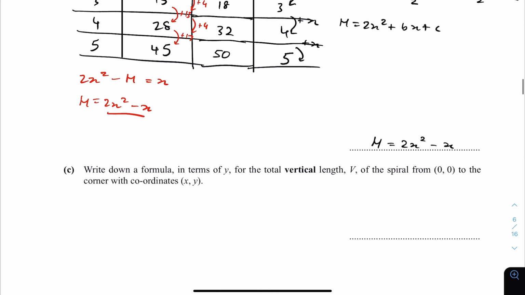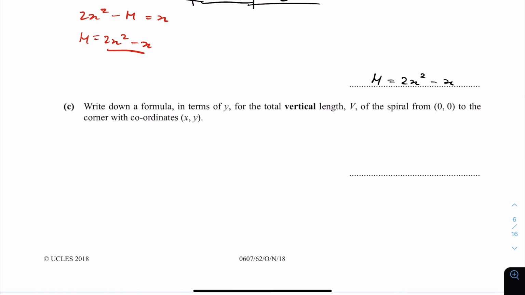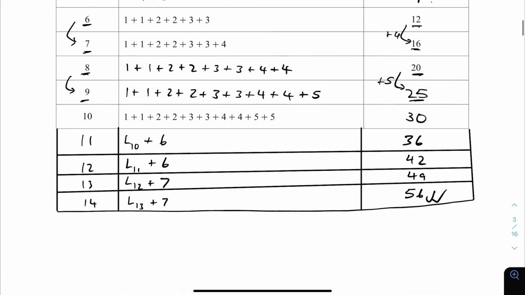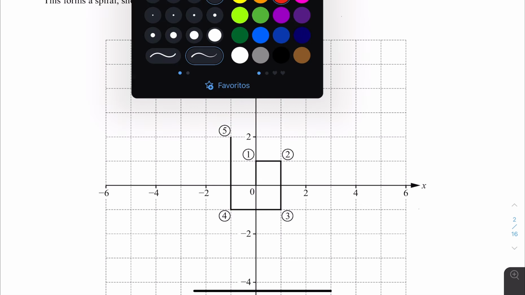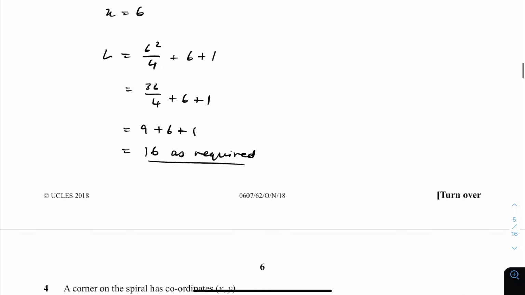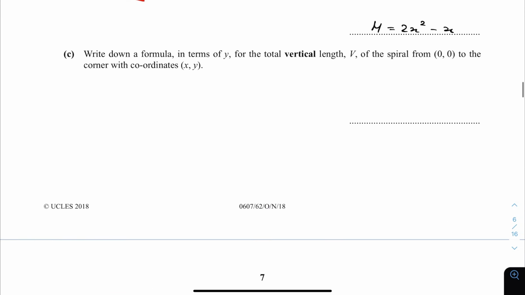Okay, so for the second part, it's the total vertical length. And really, we do know that because the numbers are doubled, so if we go back over here, we know the numbers are double. So there's up 1 and then horizontal 1. Then vertical 2, horizontal 2. Vertical 3, horizontal 3. Which means that the total vertical length is going to be the exact same as the horizontal length.